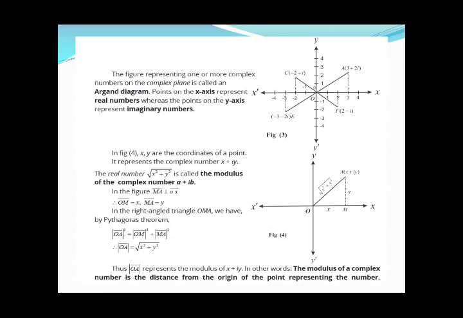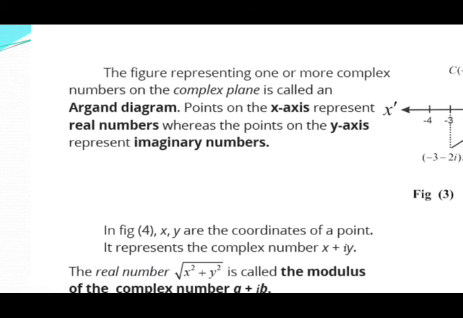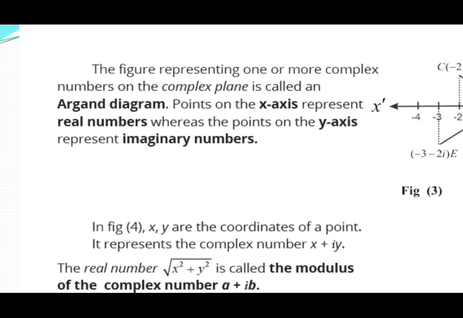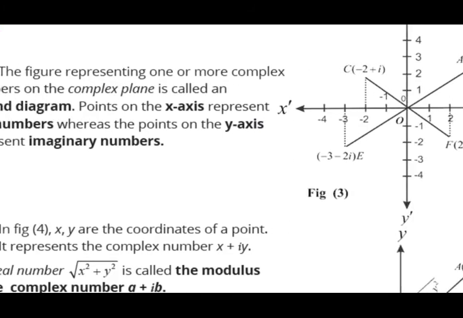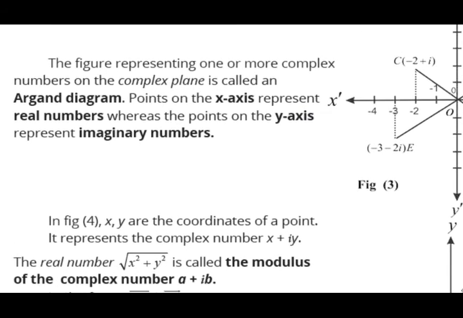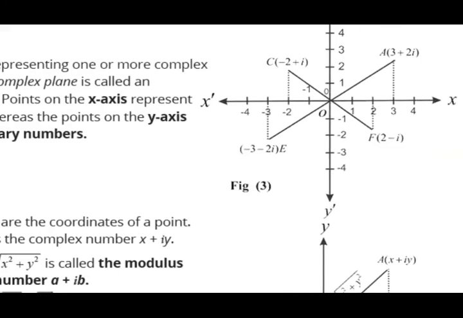Next is the representation of a complex number on the plane. The figure that represents one or more complex numbers on the complex plane is called an Argand diagram. Points on the x-axis represent real numbers, whereas points on the y-axis represent imaginary numbers.